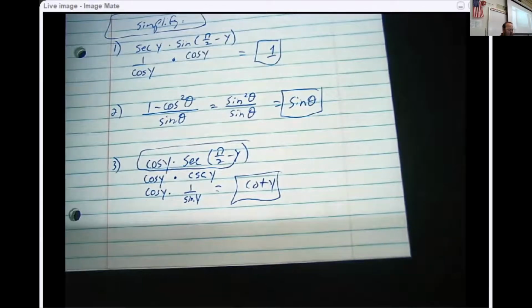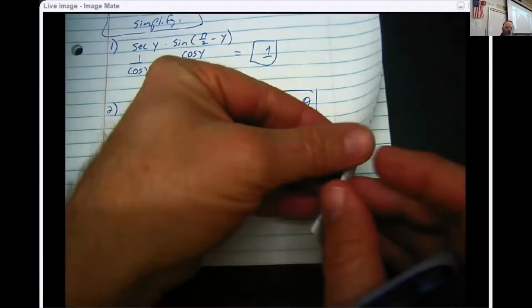Okay, getting almost done. I got 2 more to go, and then I'm going to give you guys a little bit of time to practice some of these ideas and just play with them. It's not comfortable, I know, but it is what it is.